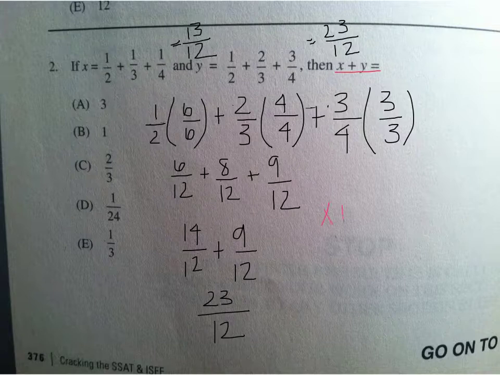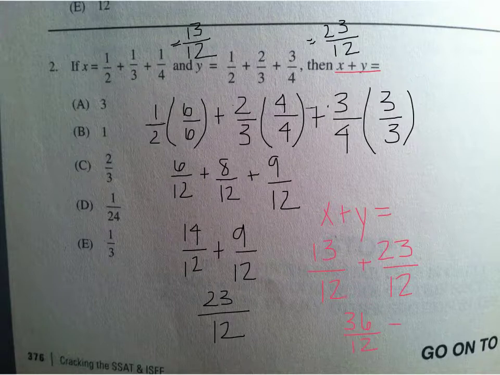So x plus y equals, if we have x equal to 13/12 and y equal to 23/12, the answer is then 36/12, and 36 divided by 12 is equal to 3, which gives us answer choice A.